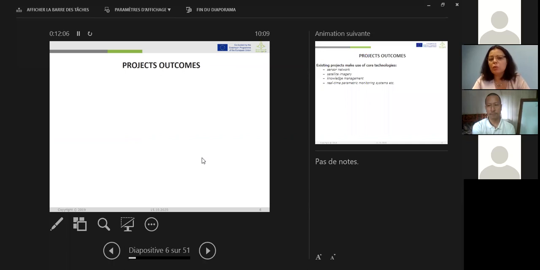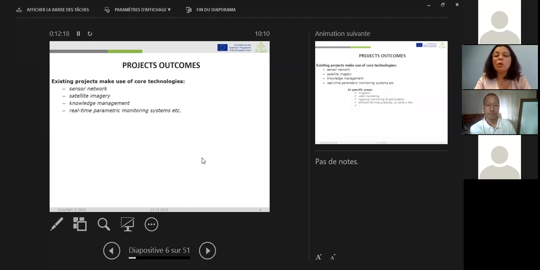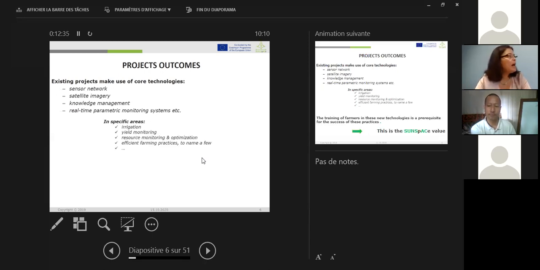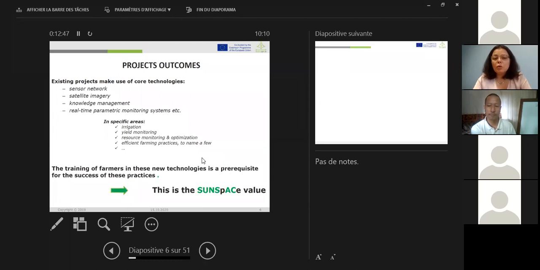Now we have many projects working to get added value and outcomes in smart farming, and these projects focus on technologies like sensor networks, satellite imagery, knowledge management, and real-time parametric monitoring systems. Most of them focus on specific domains such as irrigation, yield monitoring, resource monitoring and optimization, and efficient farming practices, to name a few. But to be strong in using these technologies, we need to upskill and train farmers, and teach them how they can use these technologies. This is the added value of our project SpACe.